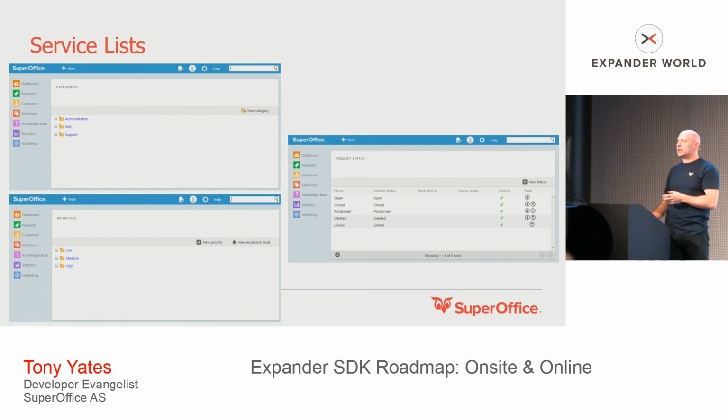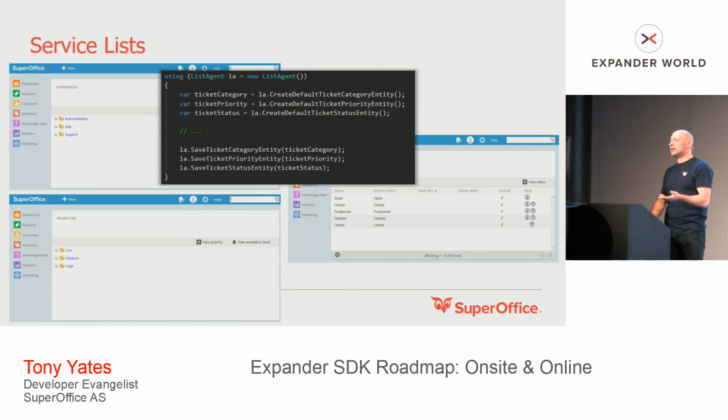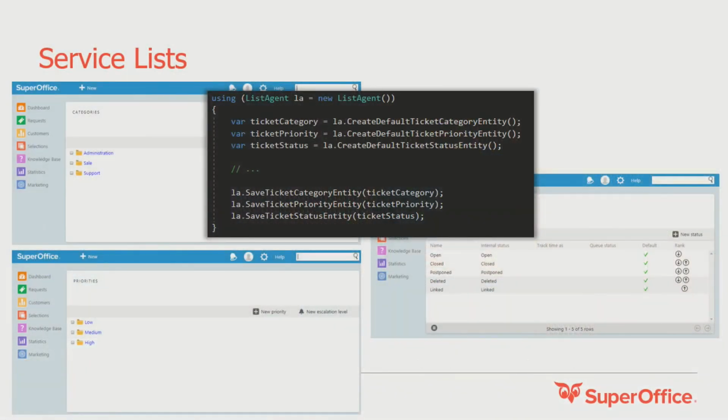You can now go ahead and provision service lists using our list agent. So go ahead and create default ticket categories, ticket priorities, ticket status entities. Go ahead and populate these data structures and then save them, and you can go ahead and provision them in an application that you need.